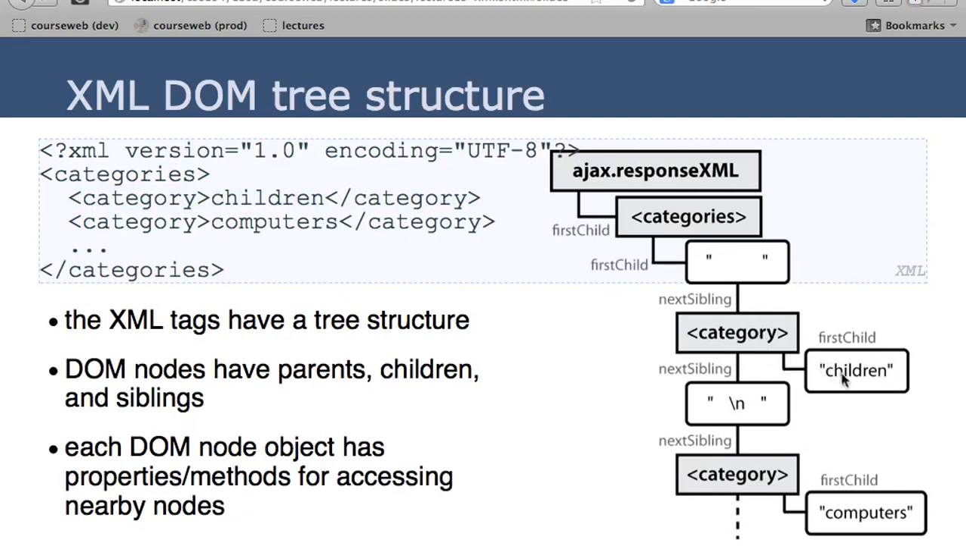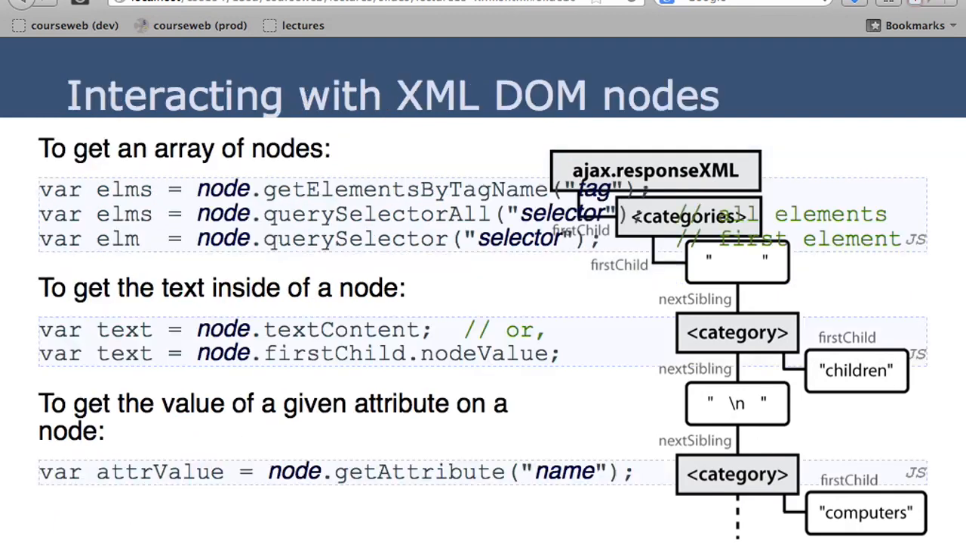This category has a child that's a text node whose contents are the text inside of it, right? So this is exactly like the HTML DOM. And so we can use getElementsByTagName. We can use querySelectorAll and querySelector.